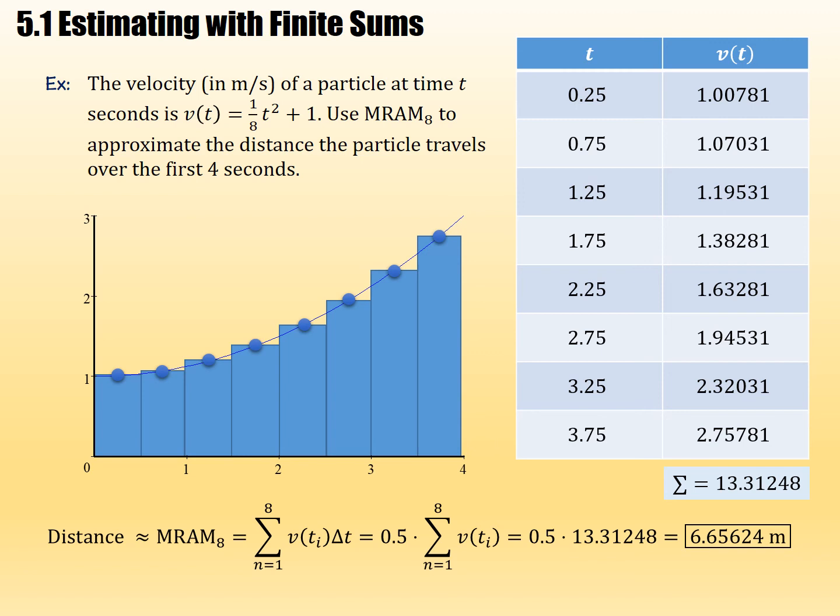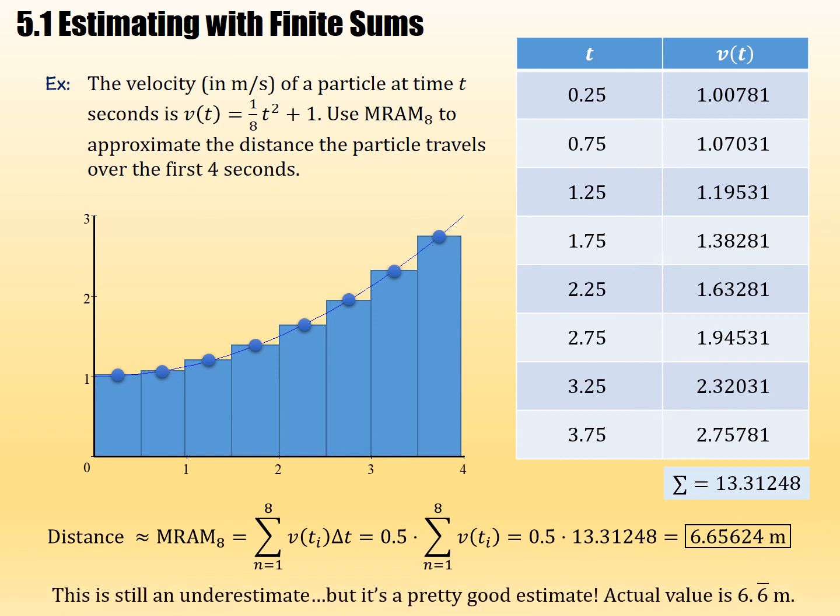Now I used all the decimal places I got here, 6.65624 meters. Again, notice that I have units on my answer to highlight that I get pretty close because I've increased the number of rectangles. It's pretty good. The actual value is 6.666666 meters. Hopefully you're seeing where I'm going with this.